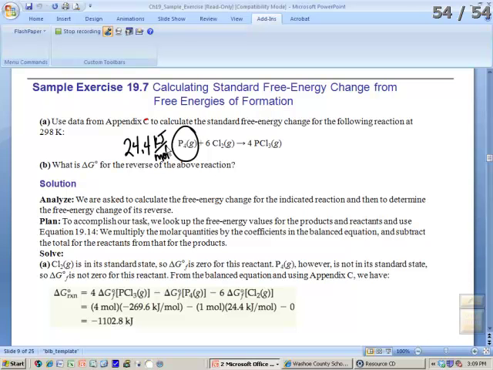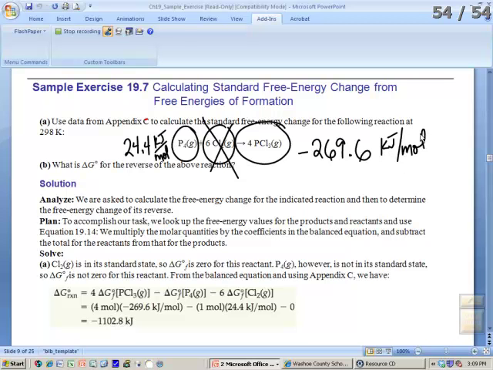Cl, chlorine, element, doesn't count. You could waste your time looking for it, but it's a 0. Alright, let's look for the other guy. PCl3, make sure you find it in the gaseous form. PCl3 in the gaseous form. This guy is negative 269.6. Make sure you're really careful with your signs. Kilojoules per mole. So now all we need to do is multiply our coefficients and do the products minus the reactants.